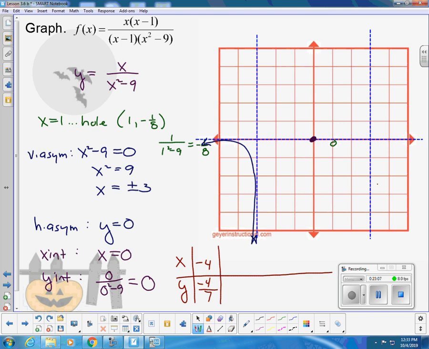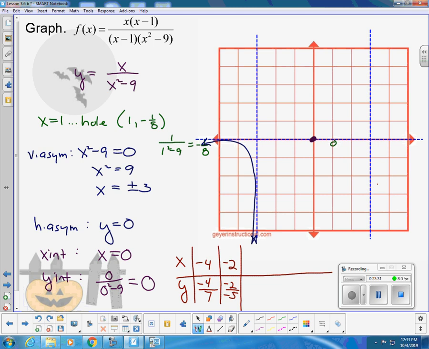I need to figure out on the other side, where is my spaceship? So instead of -4, I'm going to put in -2. I'm going on the other side, the right side of -3. So I have -2 over 4 minus 9 is -5. What does -2 over -5 mean? Positive, right? Again, I'm going to be up here.